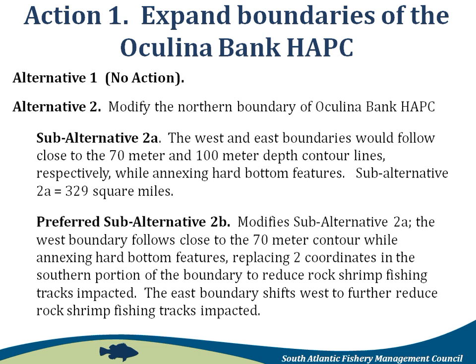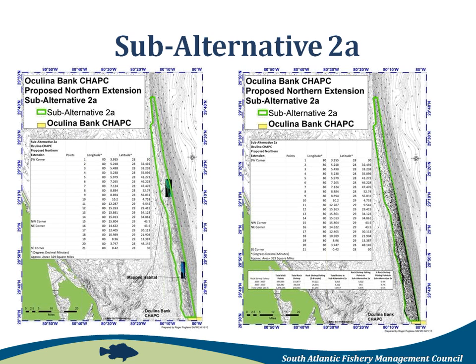Subalternative 2B is one of the Council's preferred. The western boundary in the proposed northern extension under this alternative follows closely to the 70-meter contour while annexing hard bottom features, and replaces two coordinates in the southern portion of the boundary from what is identified in subalternative 2A in order to reduce rock shrimp fishing tracks that are impacted here. So the east boundary of a northern extension shifts west, again from what is identified in 2A, in order to further reduce the rock shrimp tracks in the area. So under subalternative 2B, approximately 260 square miles would be added to the Oculina Bank HAPC.